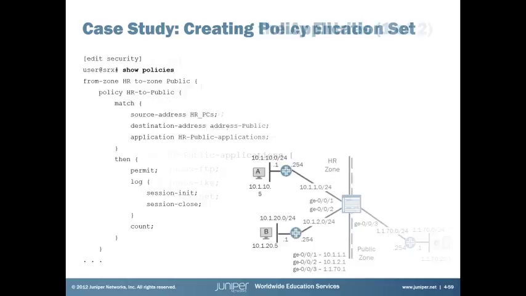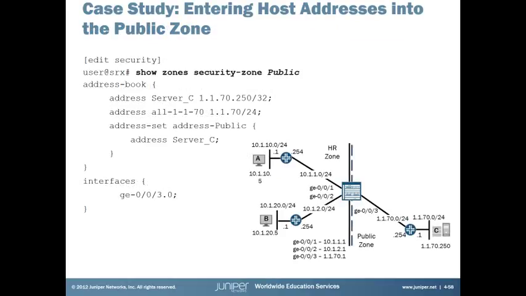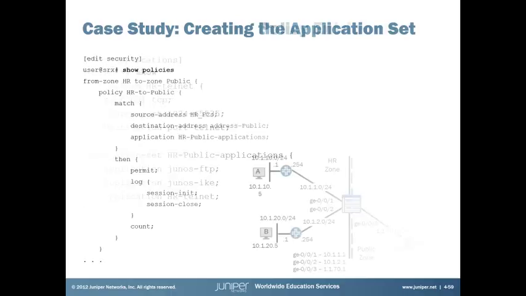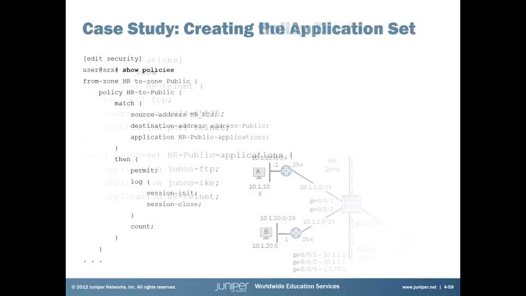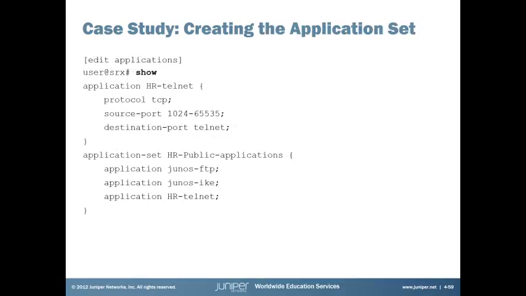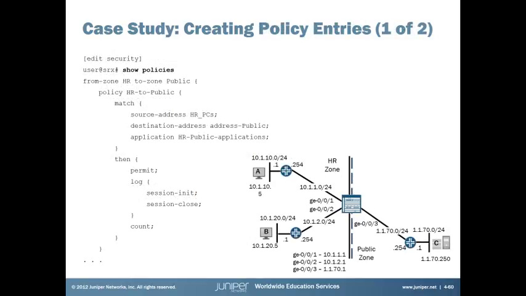Which is, we go back and look at that. It's an address set, which is address public. And we've got our service C in there, so that's actually service C. And applications, HR public applications, which is an application set, so it includes FTP, IKE, and Telnet. Then permit, and we want to log those sessions and count them. So that is the policy from HR zone to zone public.